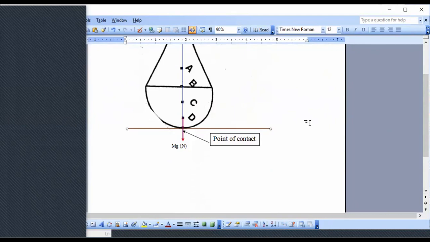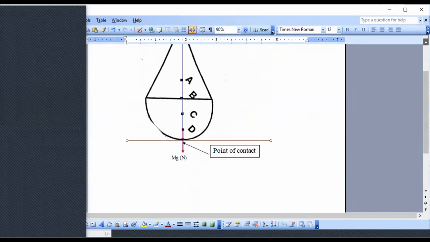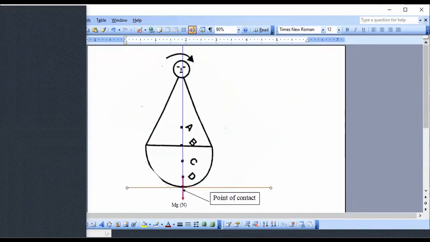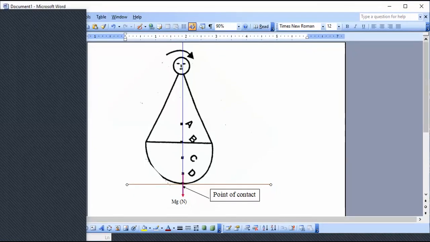Mg force is going through the point of contact. So the moment of the force is equal to force into perpendicular distance. The force is mg, and the perpendicular distance to the mg force from the point of contact is zero. Mg into zero is zero. Now I'll rotate this a little bit further. Look at the board here. I'll rotate like this.